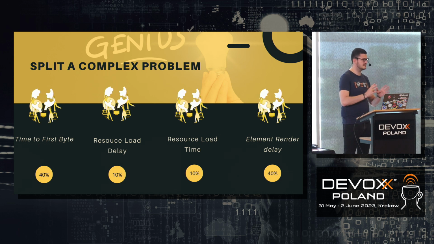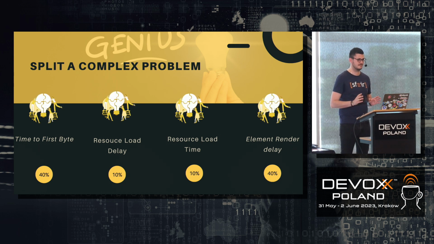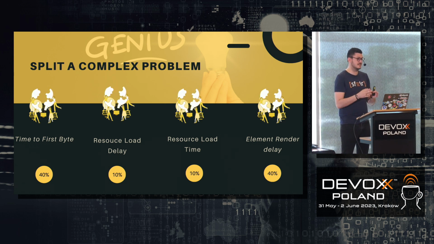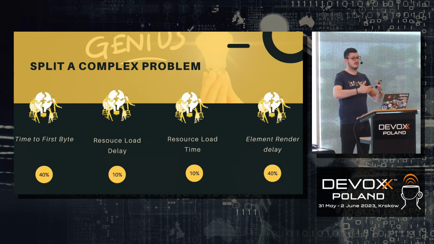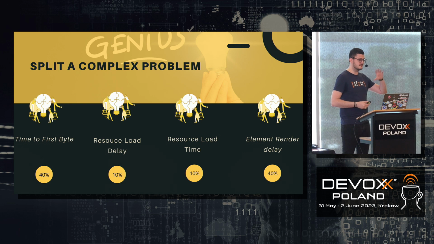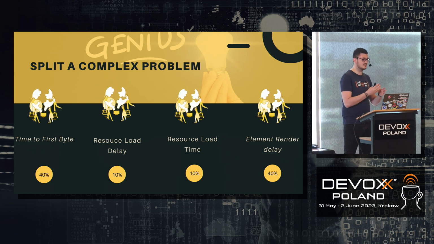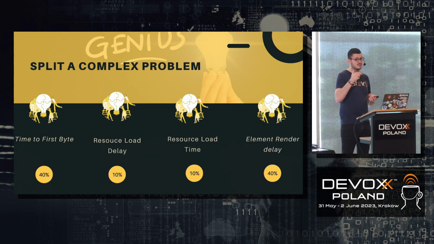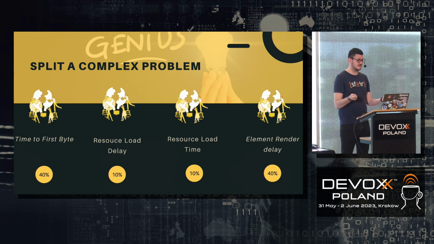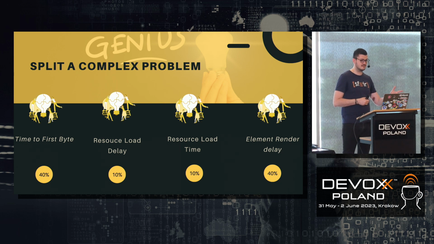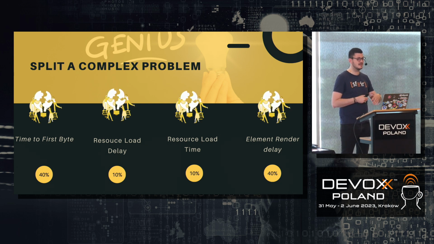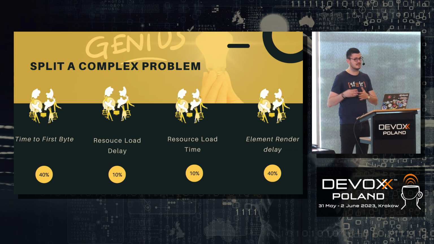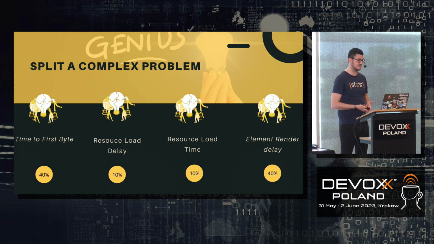But all these measures are purely theoretical. Okay? All these measures must respect your application. It depends on your application, your needs and architecture. So maybe in your case, the time to first byte represents just 10%. So at this moment, you have 30% to dispatch to the other problems, right? And so at this moment, the time to first byte can represent 10%, the resource load delay can represent 20%, resource load time can represent 20%, and element render delay can represent 50%. Okay?